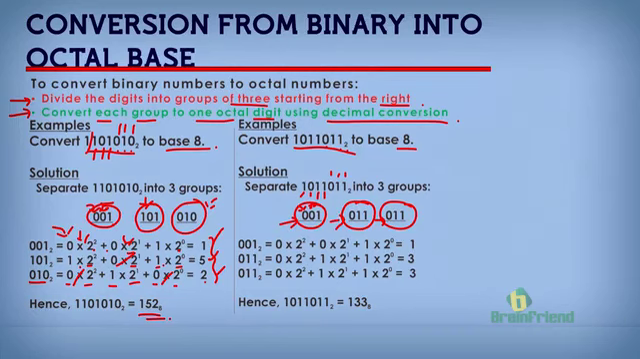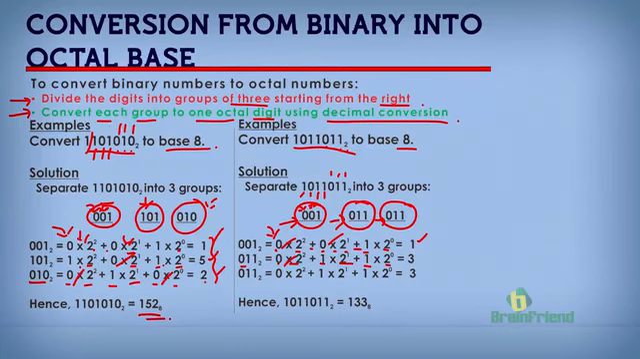001 base 2 can be written in base 10 in the expanded form as 0 times 2 raised to the power 2 plus 0 times 2 raised to the power 1 plus 1 times 2 raised to the power 0. 0 cancels out, 0 cancels out. We have 1 times 2 raised to the power 0, which is 1 times 1, which is 1. Next, we have 011 base 2. We have 0 times 2 raised to the power 2 plus 1 times 2 raised to the power 1 plus 1 times 2 raised to the power 0. 0 cancels out. We have 1 times 2 raised to the power 1, which is 2. Plus 1 times 2 raised to the power 0, which is 1.